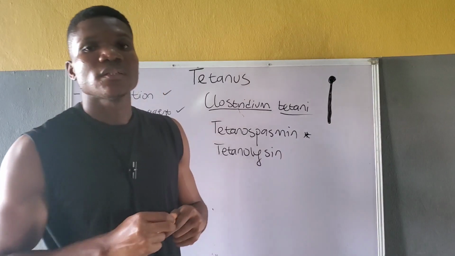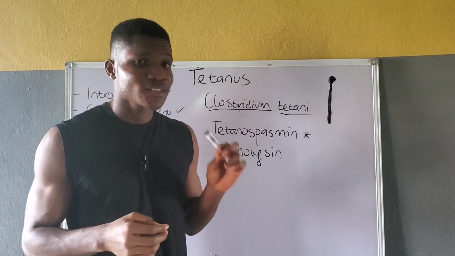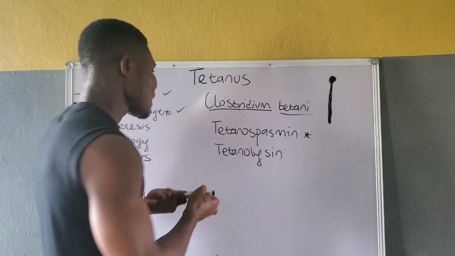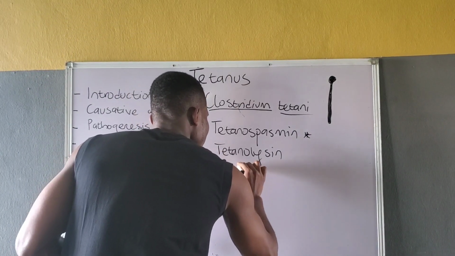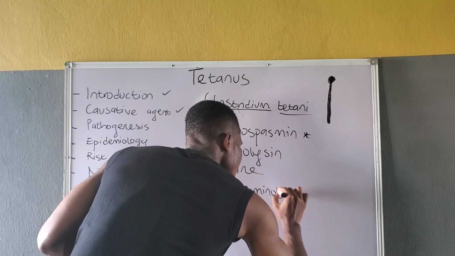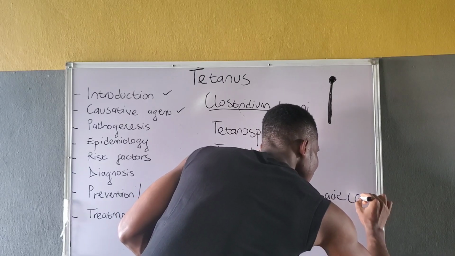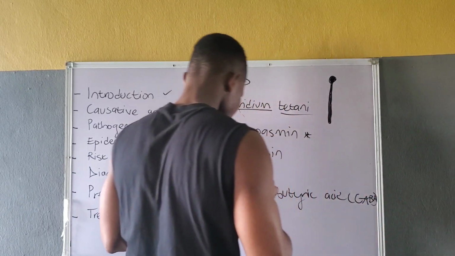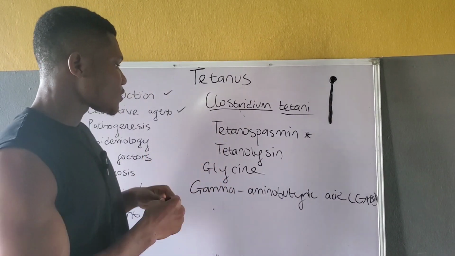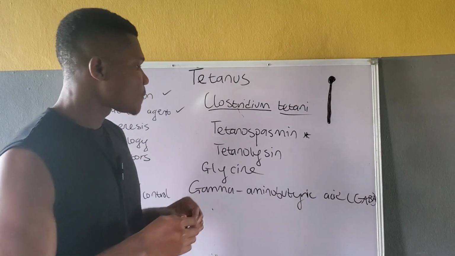Tetanospasmin is picked up by the peripheral nerves and then transported to the central nervous system, where it blocks the release of inhibitory neurotransmitters, especially glycine and gamma-aminobutyric acid, popularly referred to as GABA.